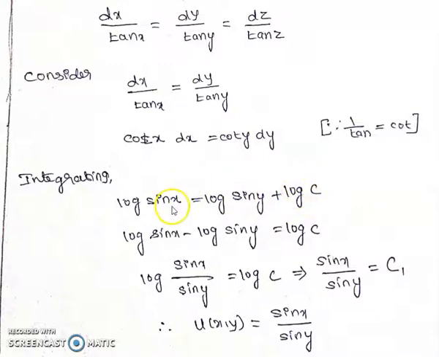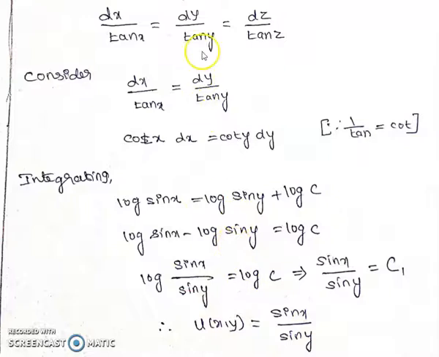Then bring the log sin y to this side: log sin x minus log sin y equals log c. This is of the form log a minus log b, which can be written as log of a/b. So a is sin x, b is sin y, which is equal to log c. Both sides have log, so we can cancel the log. Therefore, take another constant c1: c1 is equal to sin x/sin y. The solution we can write is u(x, y) = sin x/sin y. So this is one of the solutions.